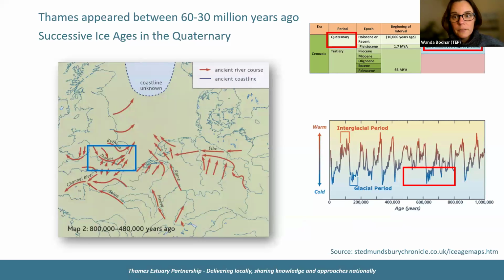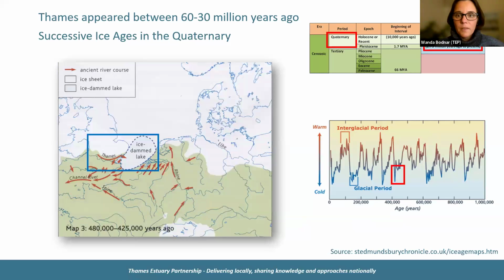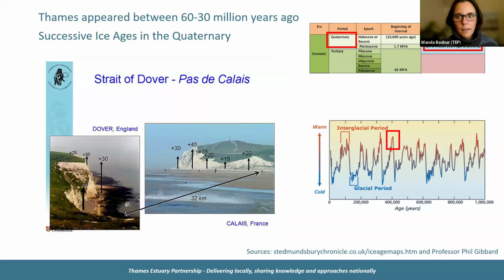So from about 800 to 480,000 years ago, the sea level was about 100 meters lower, and the Thames was flowing slightly further north. Then between 480 and 420,000 years ago, when the temperatures dropped, an ice sheet was formed over Northern Europe, and the Thames was slightly diverted to the south, flowing into an ice-dammed lake. Then, when temperatures rose again, water from this ice-dammed lake spilled over and created the Strait of Dover and the Strait of Calais.